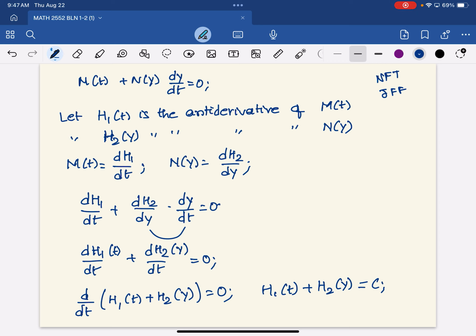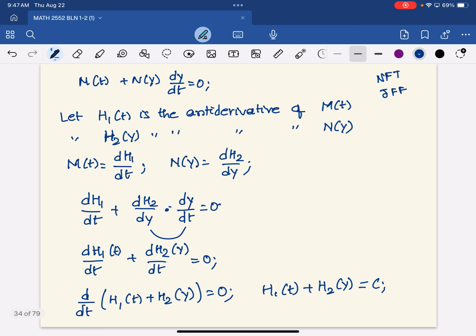Is that clear? Is it a multiplication or is it a minus, like after dh2 dy? After what? dh1 dt plus. Here? Yeah, it's a multiplication. It's an application of the chain rule. Okay.